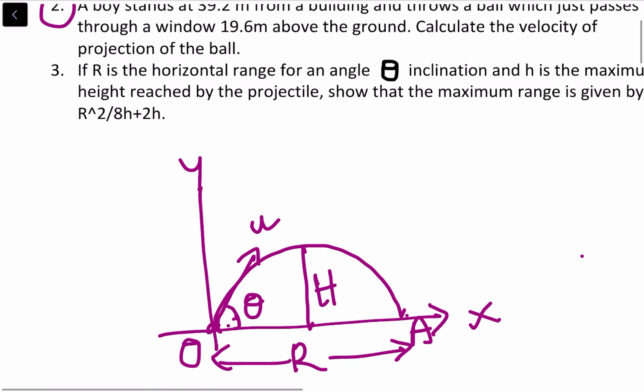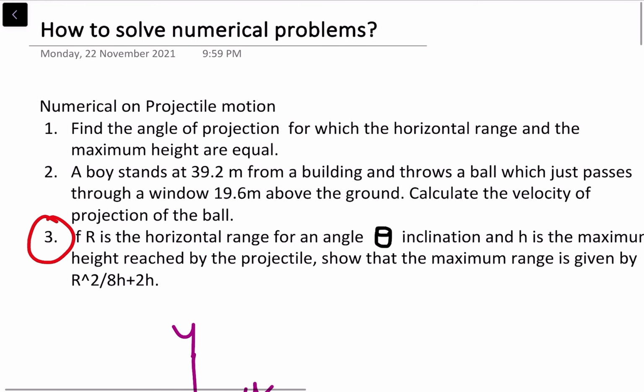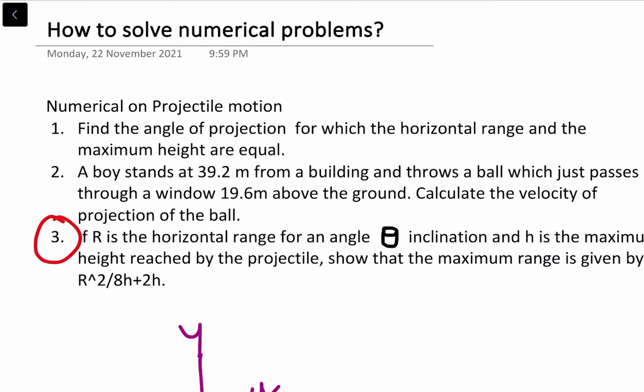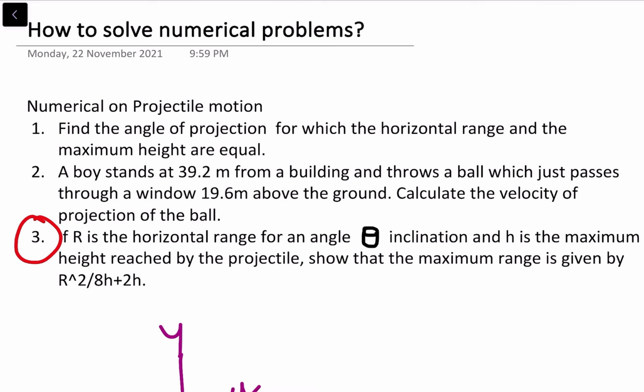And let's go for the third problem. So our third problem now, this is our third problem. If R is the horizontal range for an angle theta, inclination, and H is the maximum height reached by the projectile, then we have to show that the maximum range is given by R square divided by 8H plus 2H.